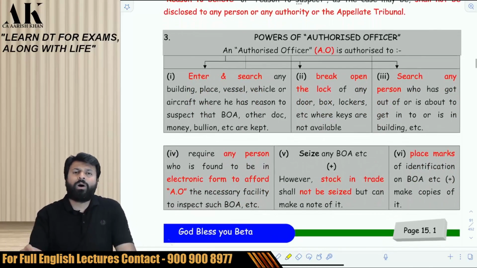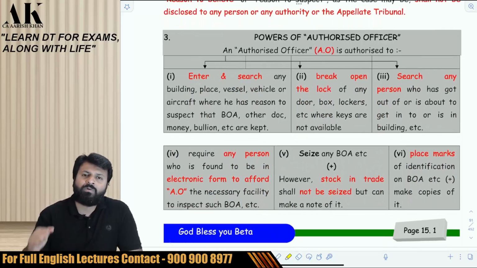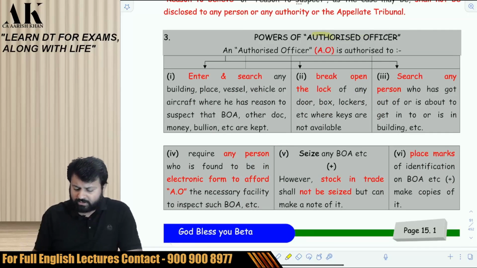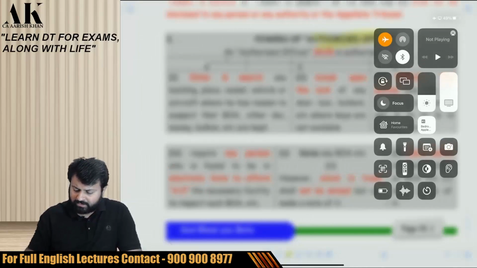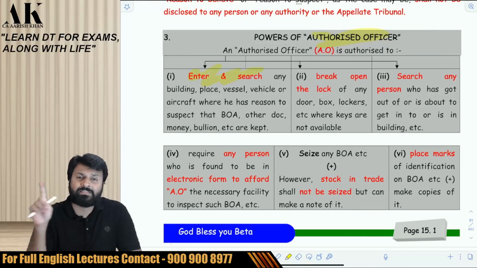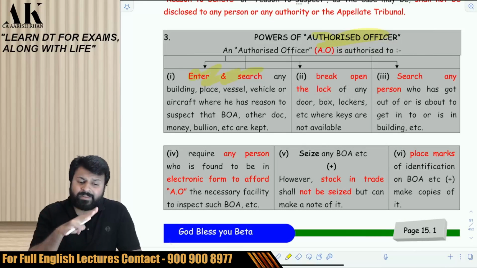Okay. Now, once the warrant has been issued, the power has been given to the officer, that is the assessing officer. Now he will be called the authorized officer. What are the powers given to him? Listen carefully. The first power: he can enter and search any building, any place, and even a vehicle, vessel, or aircraft.